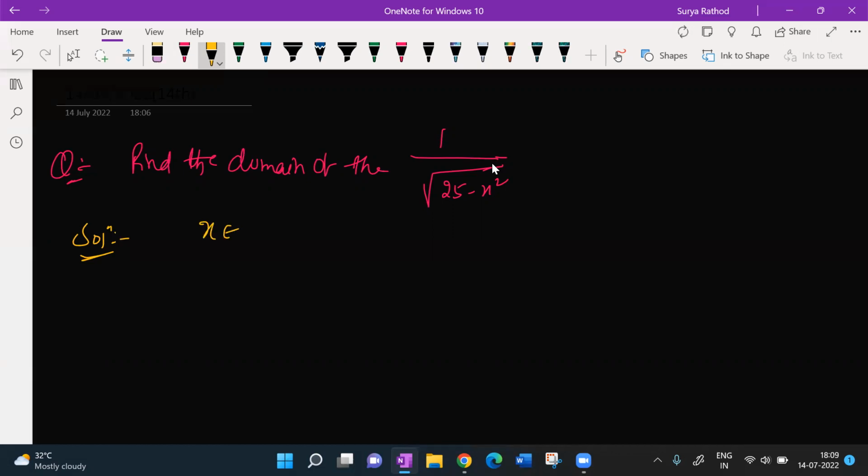Can I say the answer here? x cannot be equal to 5 here, right? If x is equal to 5, the denominator becomes 0. And at the same time, 25 minus x square should be greater than or equal to 0. So x square minus 25 less than or equal to 0. I just multiplied with minus on both sides to get a positive coefficient of x square, right? So x minus 5 into x plus 5 less than or equal to 0. Correct?